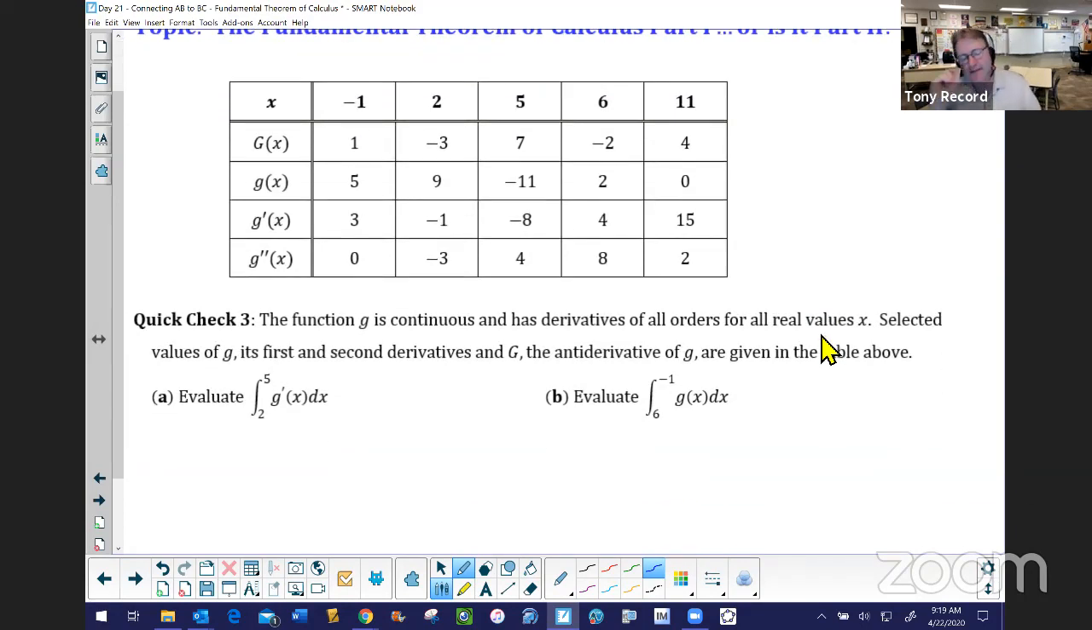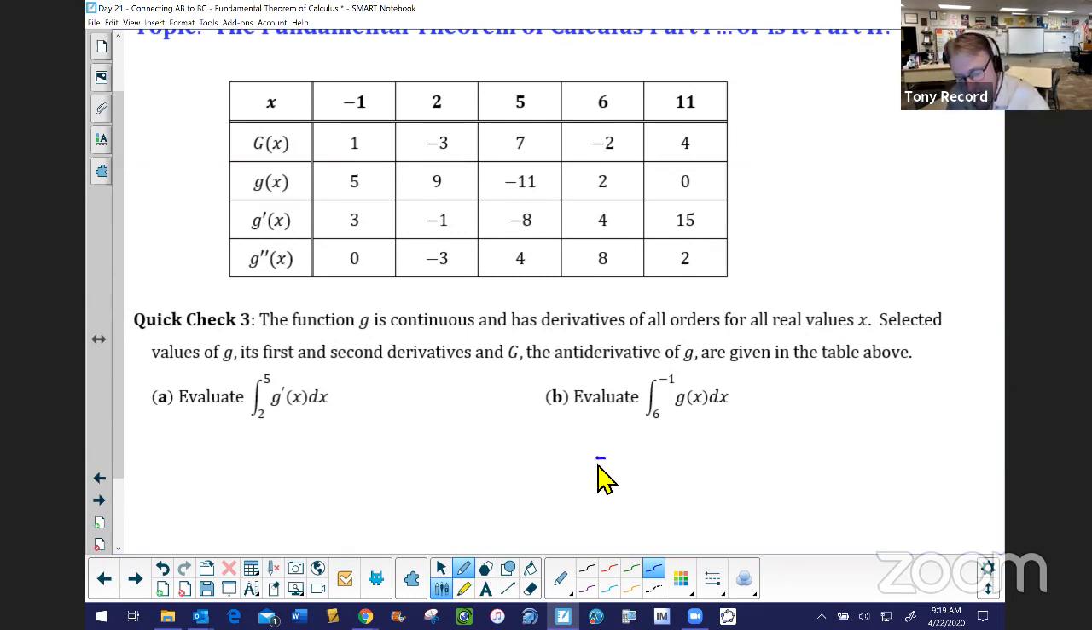First of all, we don't have the luxury of just being able to find geometric area because there is no graph. So we're going to have to rely on knowledge of this antiderivative of lowercase g. Now, fortunately, we were told that that is going to be uppercase G.